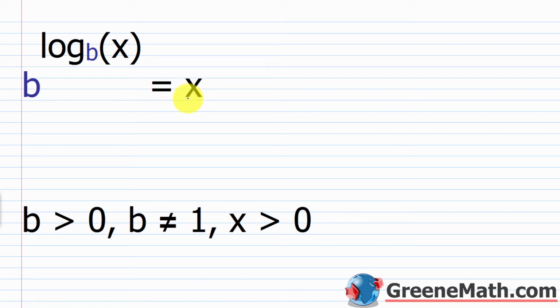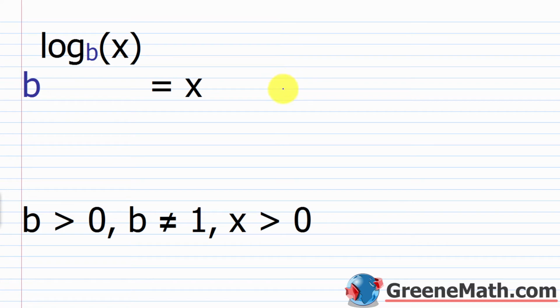Now, the restrictions here are that b has to be greater than 0, b is not allowed to be equal to 1, and x is greater than 0. So as long as those criteria are met, we're going to be good to go with this kind of formula. And just to demonstrate this, I think when you see a numerical example, it'll make more sense for you.